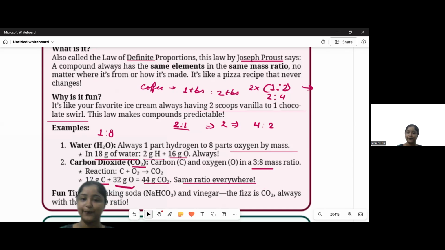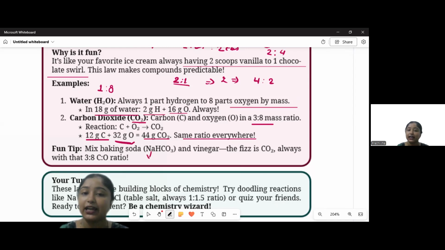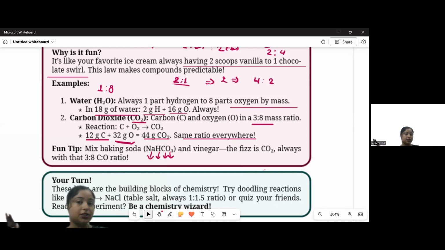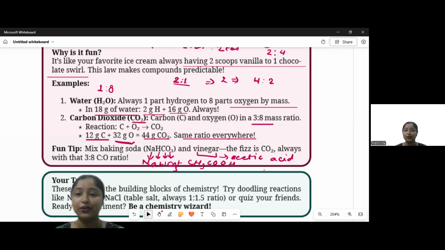Same ratio everywhere. As a tip, you can check it by mixing baking soda, that is NaHCO3. This is a compound made of Na, sodium, H, hydrogen, C, carbon, and O, oxygen. Mix it with vinegar, which is generally called acetic acid, with the chemical formula CH3COOH. If you mix NaHCO3 plus CH3COOH, the fizz you get, you can try it at home, is the CO2, always with that 3:8 carbon and oxygen ratio.